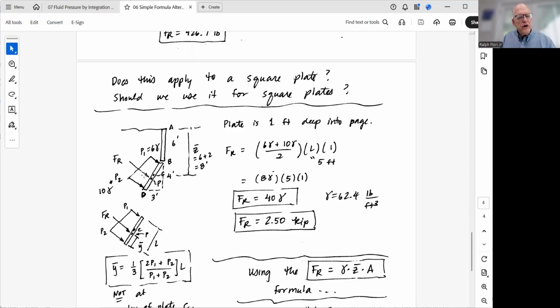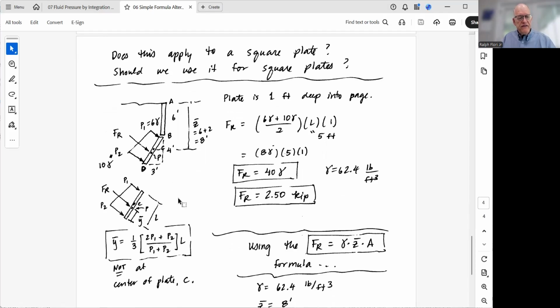So the resultant force is the average of 6 gamma plus 10 gamma, so 6 gamma plus 10 gamma divided by 2. So 16 gamma divided by 2, which is 8 gamma, times the length of this guy, which is 5, times the depth into the board, which is 1. So you get 8 gamma times 5, which is 40 gamma. And if you multiply 40 times 62.4, you get 2.5 kip, or 2,500 pounds, is the resultant force.